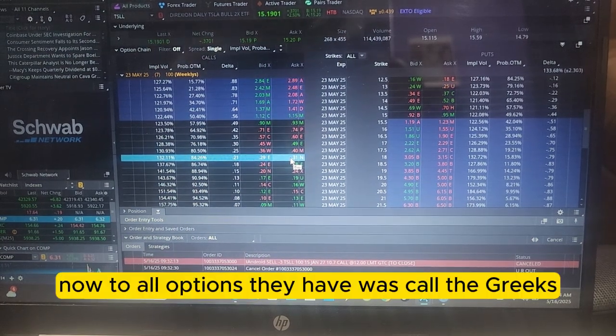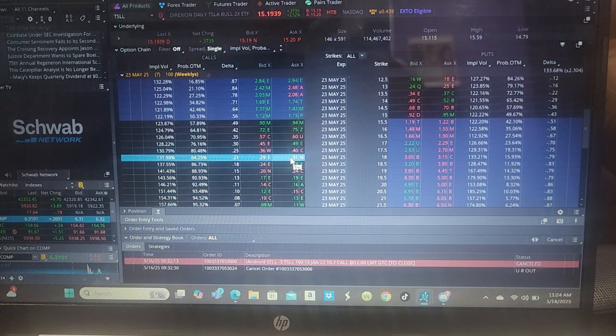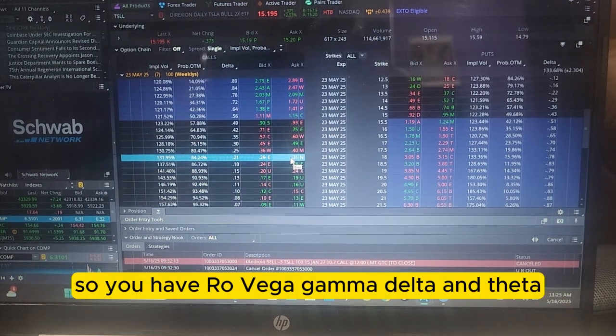Now, all options have what's called the Greeks, and there's 5 of them. So you have Rho, Vega, Gamma, Delta, and Theta.